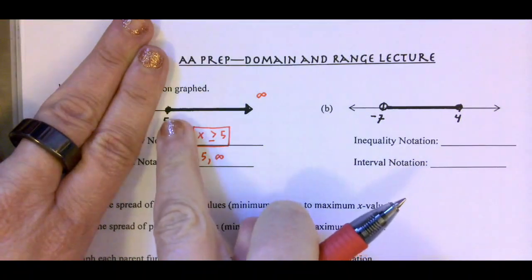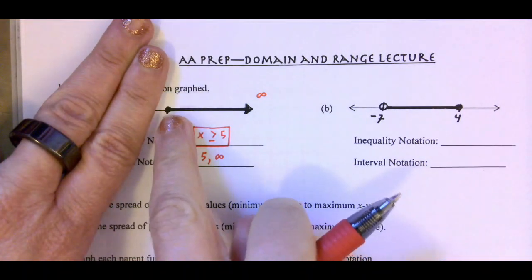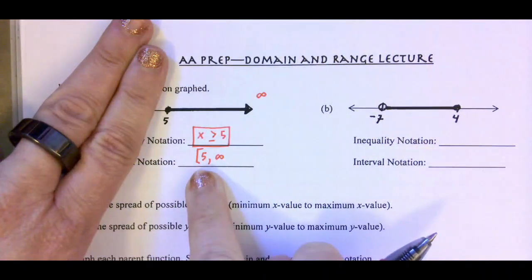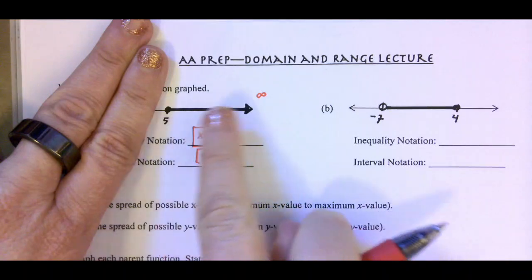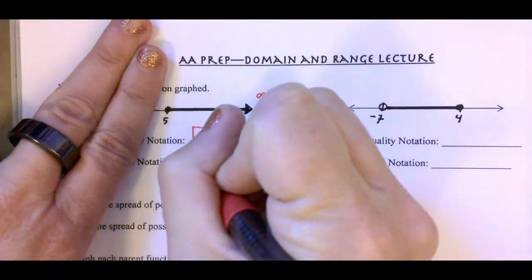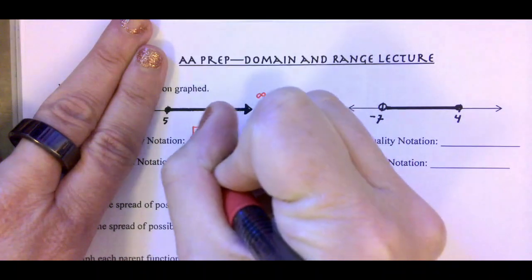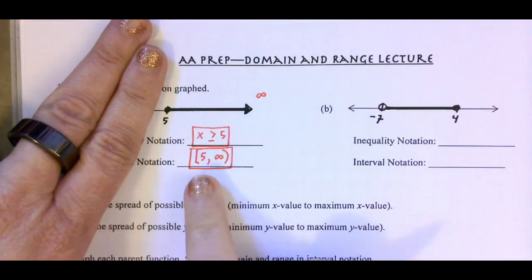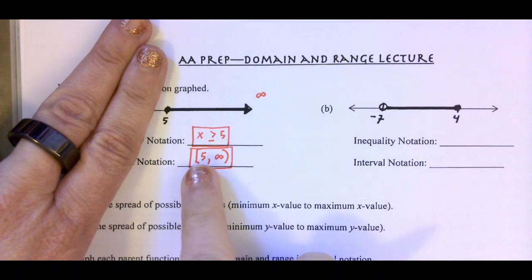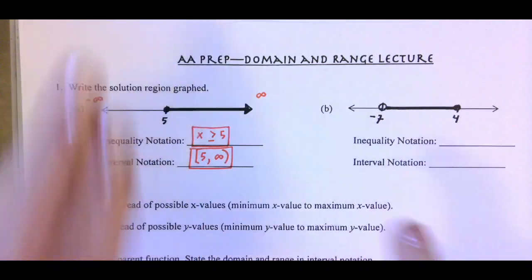Now, since it's filled in here, it can be equal to 5. We use a hard bracket to show when it can be equal to that value. But infinity is an idea. It's the biggest number we can possibly conceive of. So we're never exactly equal to infinity. That takes a soft parenthesis just like that. So this reads as any value from 5 to infinity. It can be equal to 5, but not to infinity.